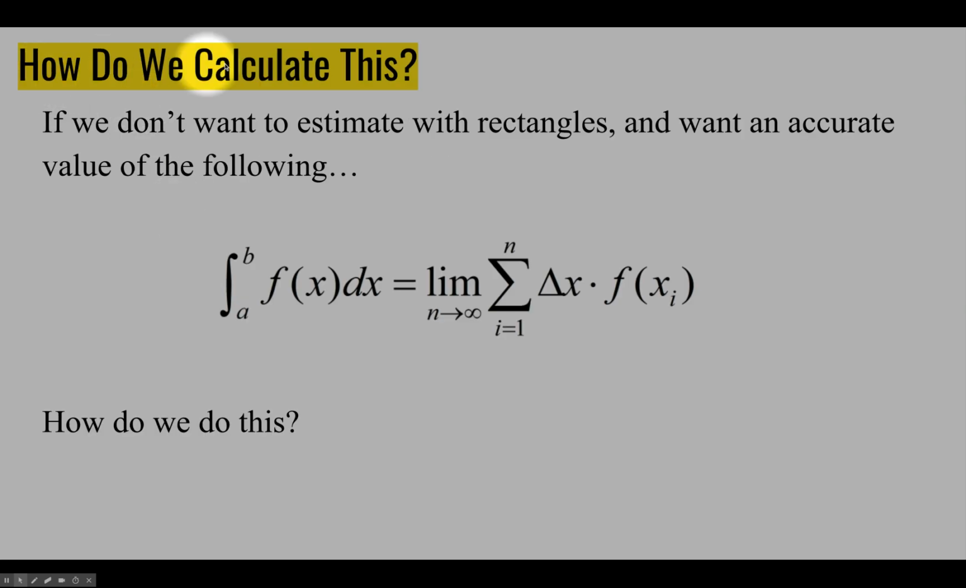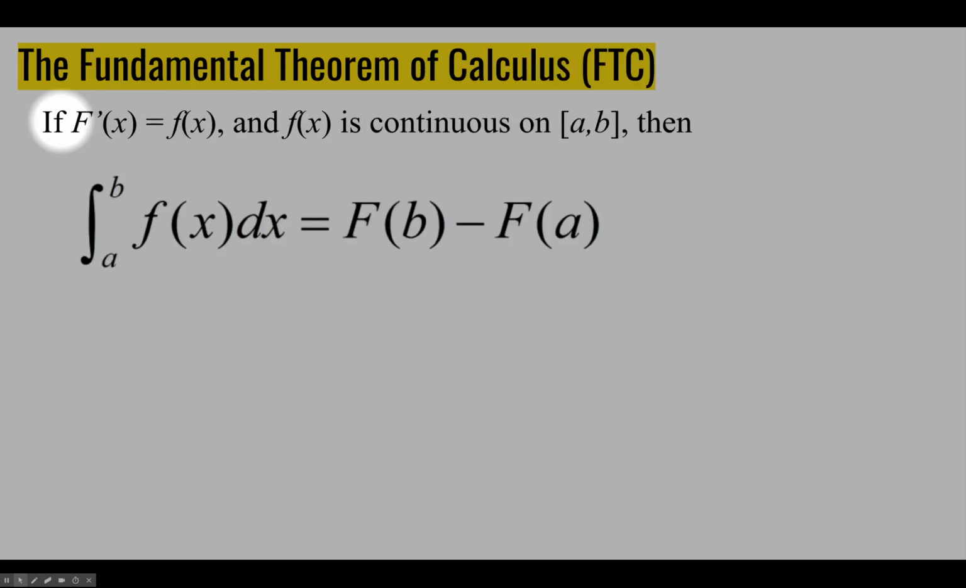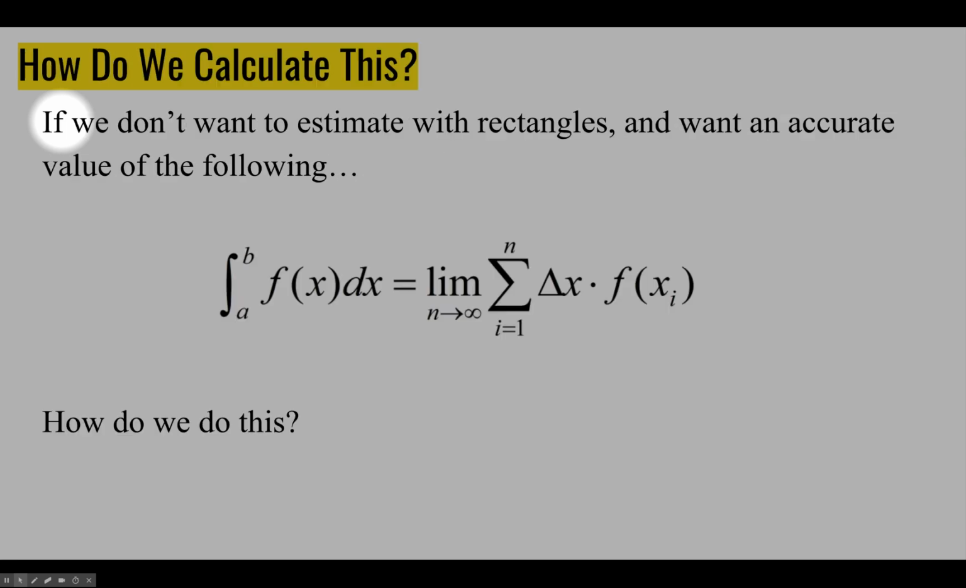So the question is, how do we calculate this? In the previous section, we looked at adding up a bunch of areas for rectangles, which got pretty tedious because you have to calculate a bunch of different little areas. So if we don't want to estimate this area with rectangles and instead want a more accurate and more efficient way to do this, then we're going to say, let that integral of that function be equal to this weird looking thing.